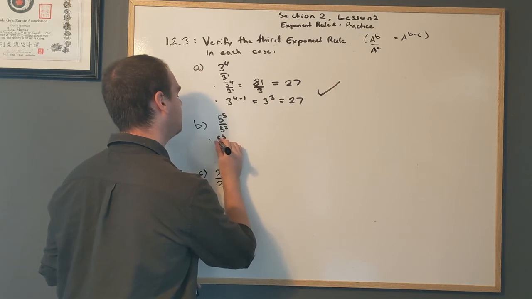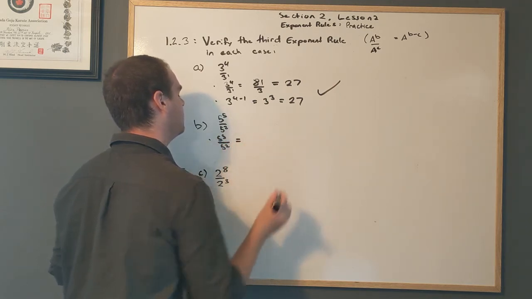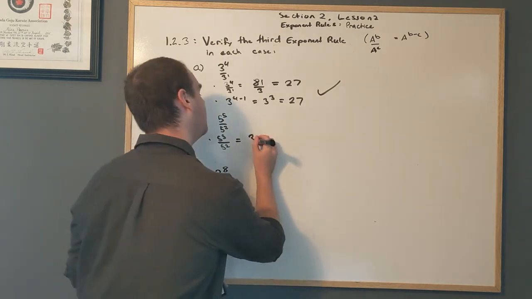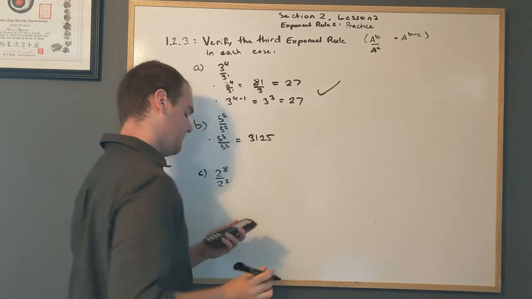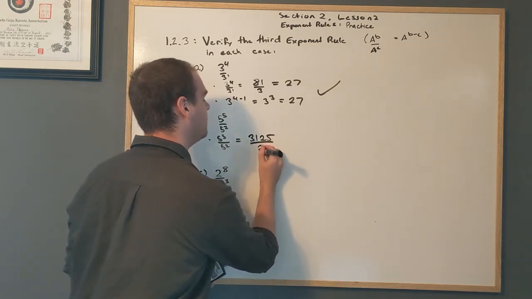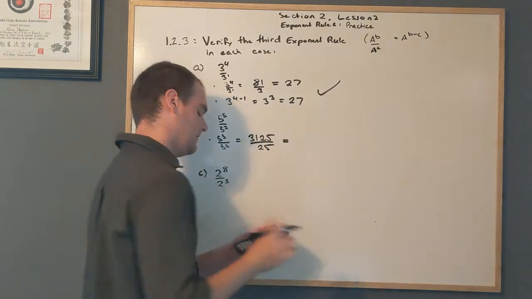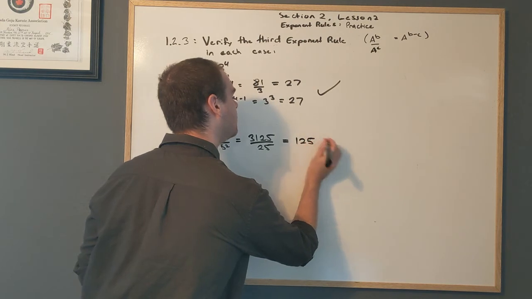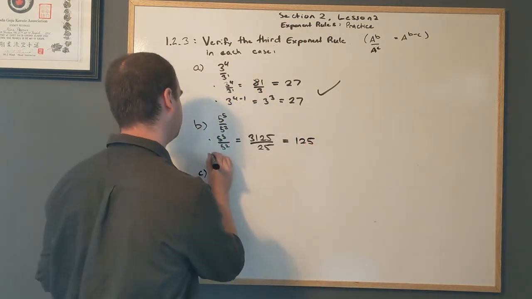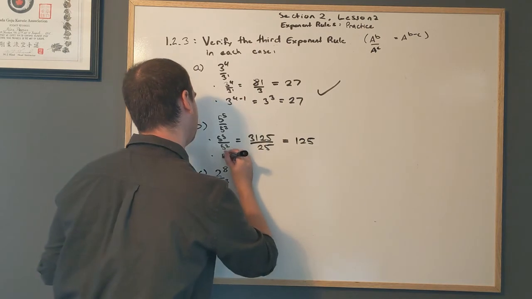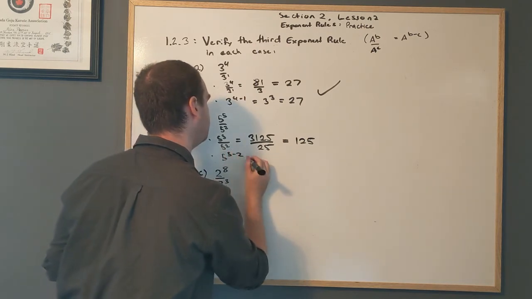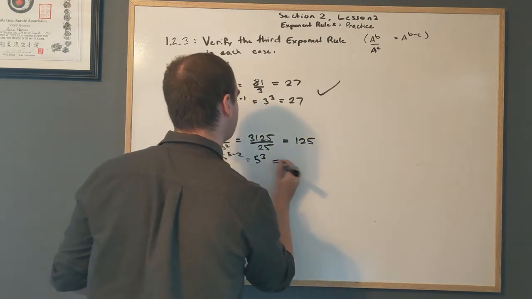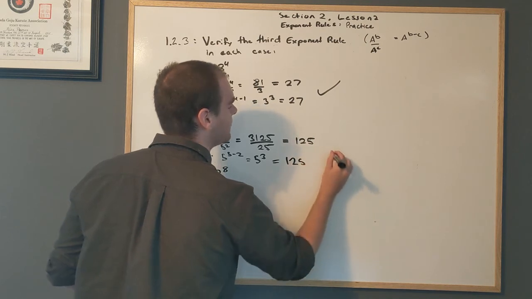Next question. 5 to the 5 over 5 to the 2. 5 to the 5, that's 3,125. 5 squared is 25. Divide that. We get 125. Rule side, 5 to the power of 5 minus 2 equals 5 cubed. And that is 125.